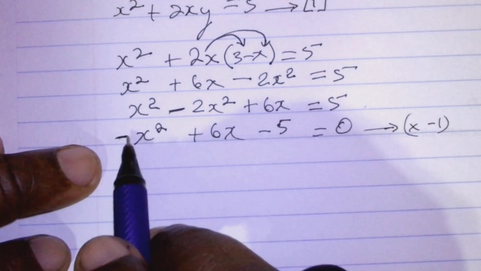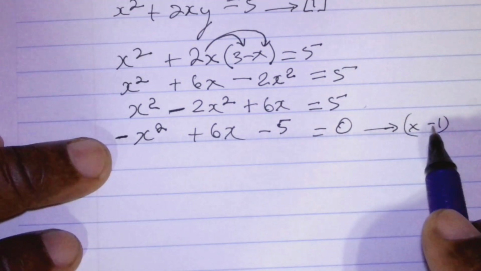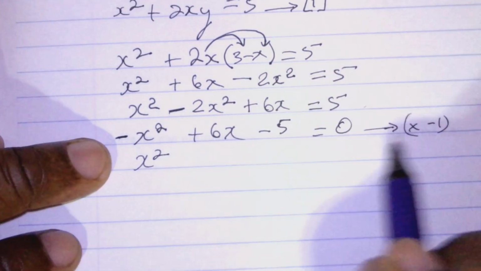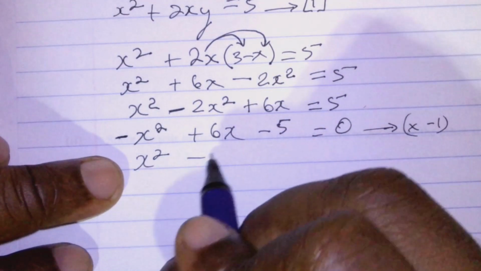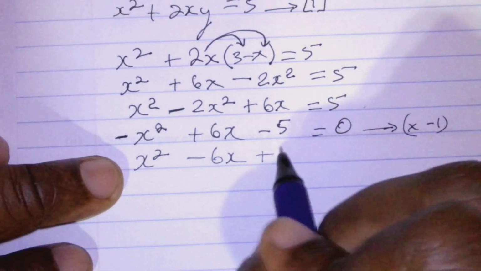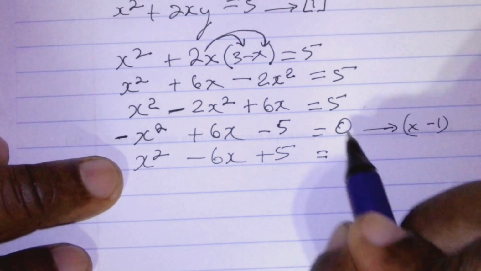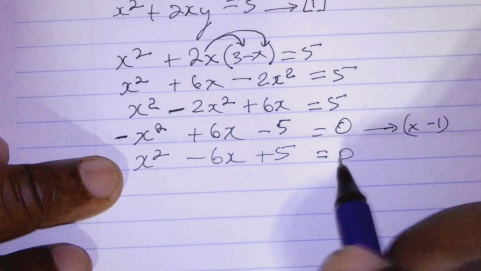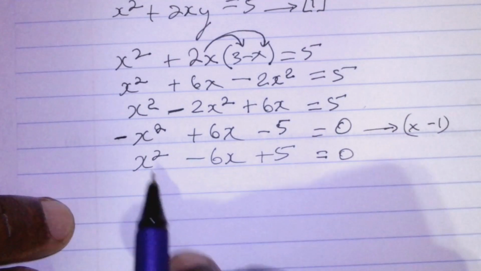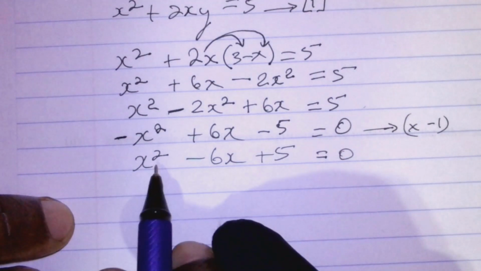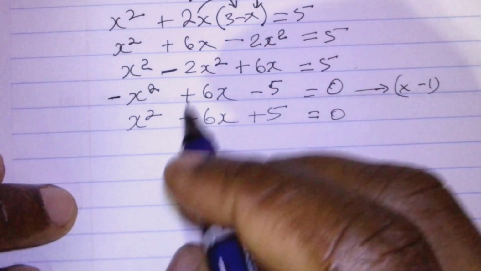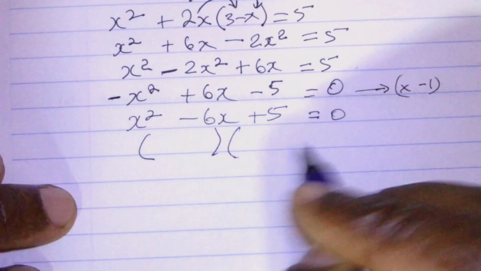That allows me to just change the sign, because negative 1 when multiplied by negative x squared gives us a positive x squared. This negative 1 times 6x will give us a negative 6x, and this negative 1 times negative 5 gives us a positive 5, and this negative 1 times 0 will give us 0. So every term in the equation gets multiplied by negative 1, even the 0. So this allowed us to have a positive x squared, which is much easier to factorize. Okay, now we can factorize this.